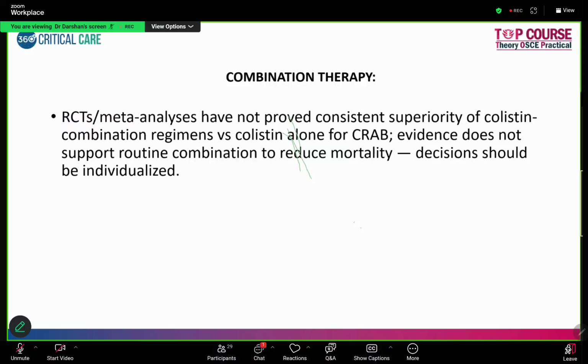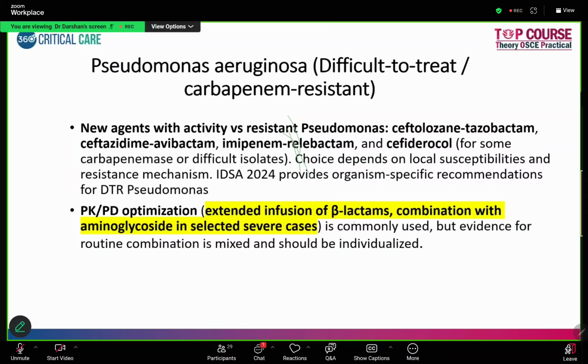So as of now, combination therapy is a last resort in crab as well. There is no major trial which has shown that combination therapy is better for crab infections as of now. All of this is again based on your antibiotic synergy testing, etc. And a lot of trials have been done to see what is happening with crab infections. It's not just in India; it's around the world.